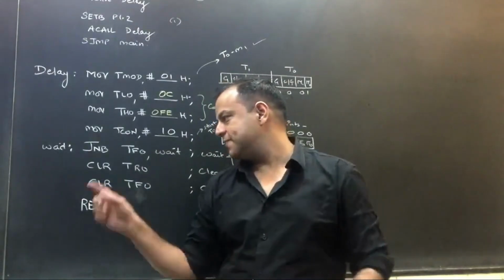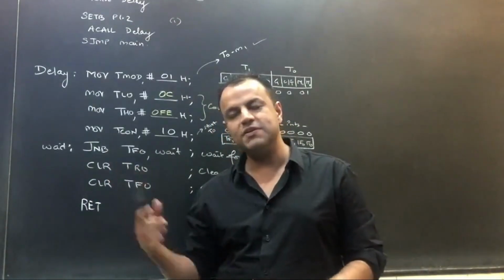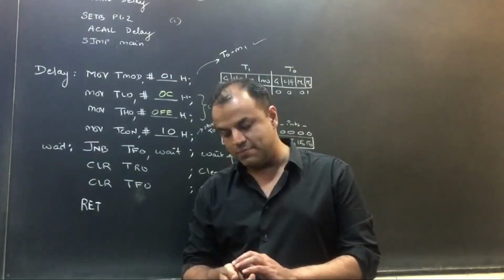The first line, clear TR0. Many people misunderstand this line. What is TR0? Timer run bit.